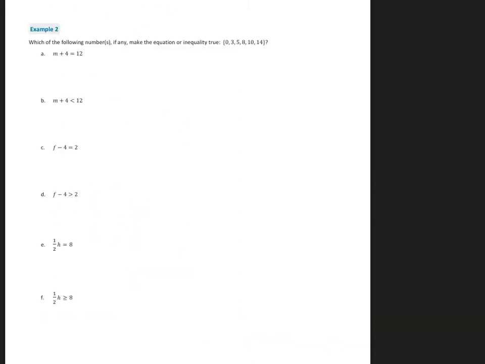Okay, so for these, we have these number options over here, and we're just looking for any of them that make this true. So since this is m plus 4 equals 12, 12 minus 4 is 8. 8 is our only option. 8 is here, so I'm just going to write 8.